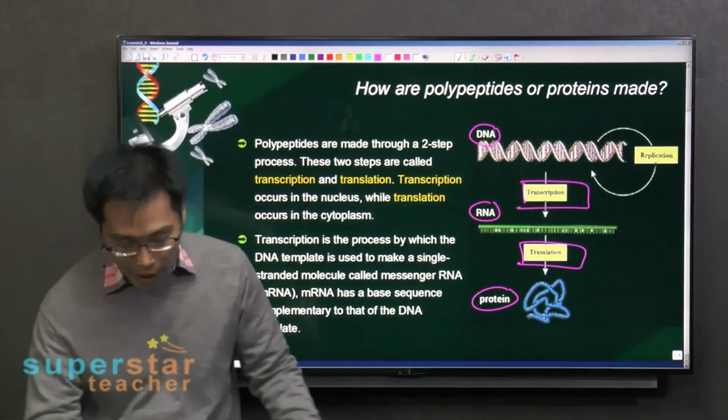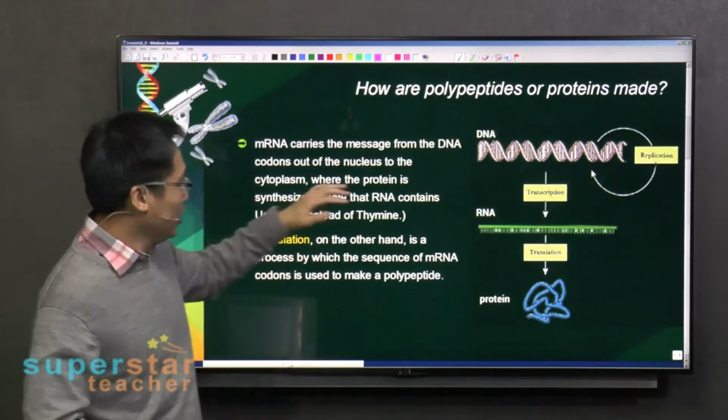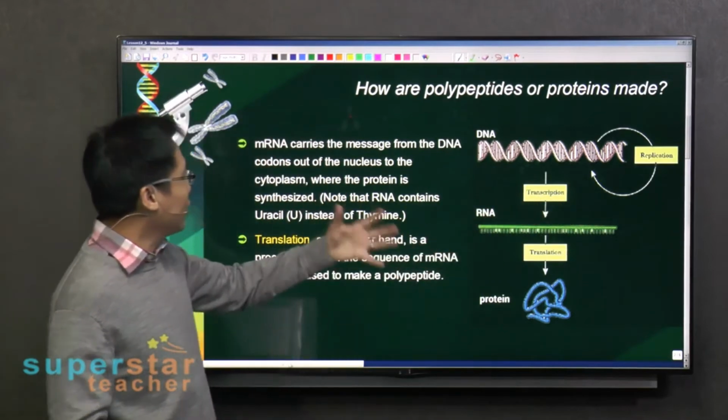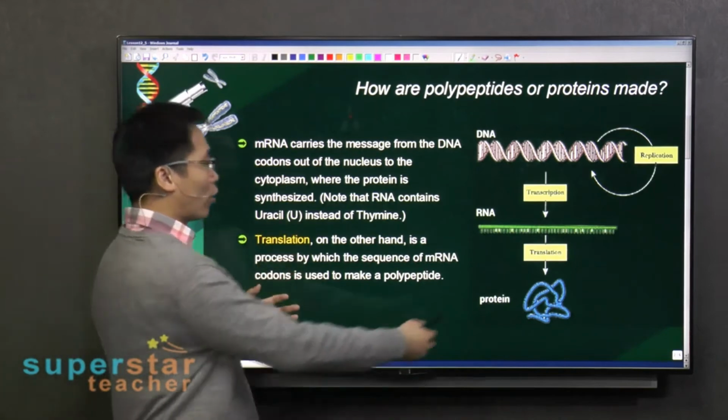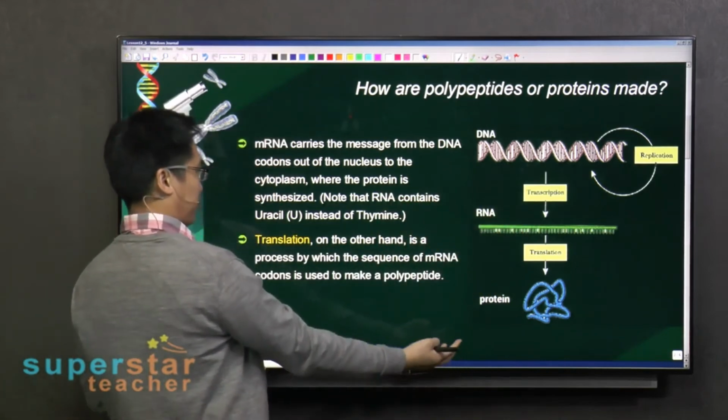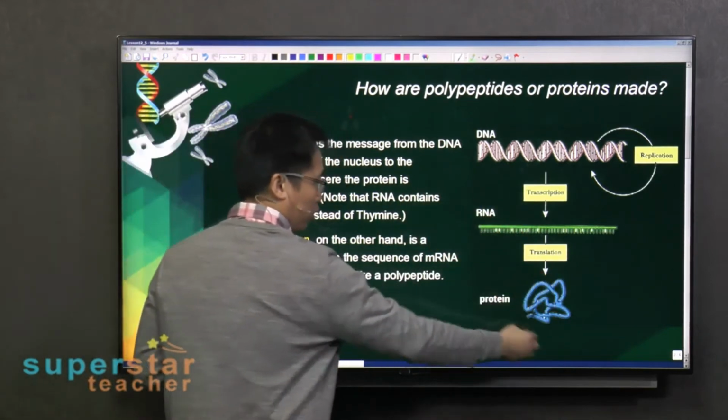So what happens next? This mRNA carries the message from the DNA. Remember, it's the codon, the triplet code. It goes out of the nucleus to the cytoplasm, and you get your protein being made.